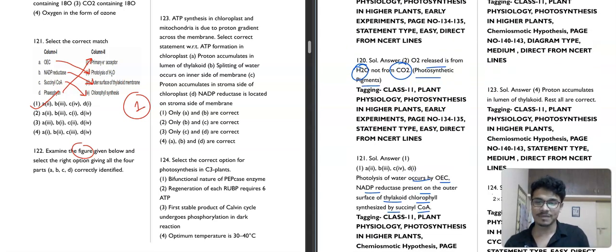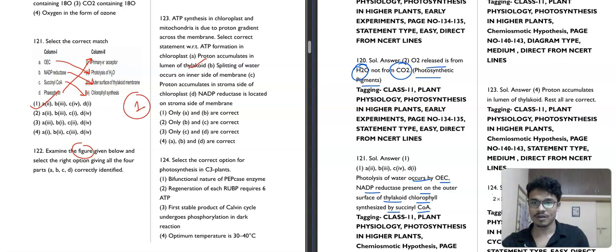It is saying ATP synthesis is in chloroplast and mitochondria due to proton gradient across the membrane. Select the correct statement with respect to ATP formation in chloroplast. Okay, so you have to find the correct statement. Proton accumulates in the lumen of thylakoid, correct.